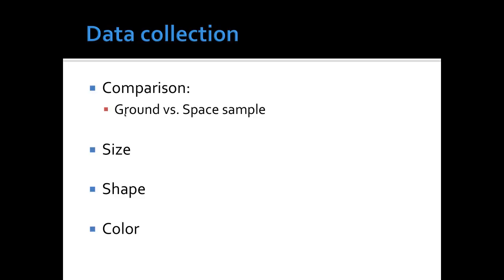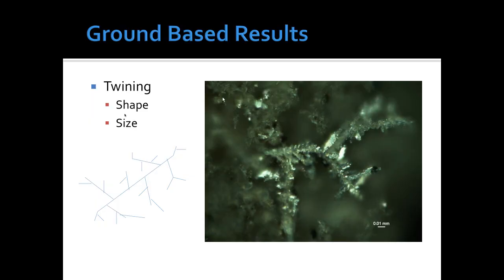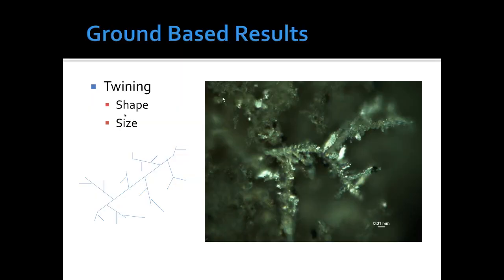For our data collection, we will compare the ground and space samples. We will compare the size, shape, and color of the samples. We will compare the twining to see if the space results also twine. Twining is the formation of crystals. It's kind of like a tree structure. I made a little picture of it there. And then that's a picture of my actual crystal, which shows the twining also.